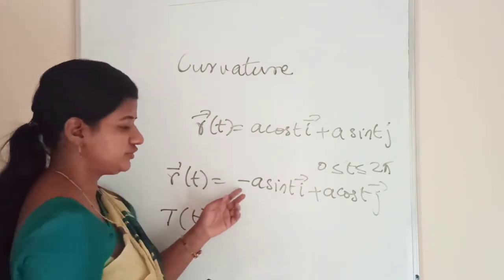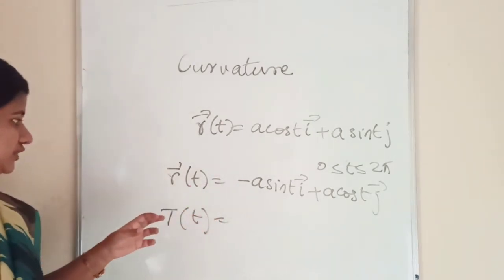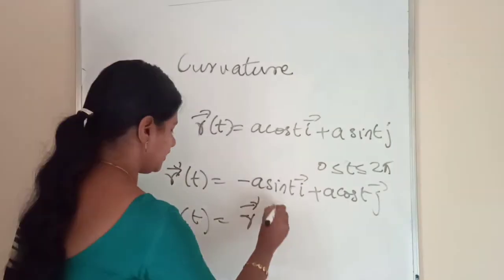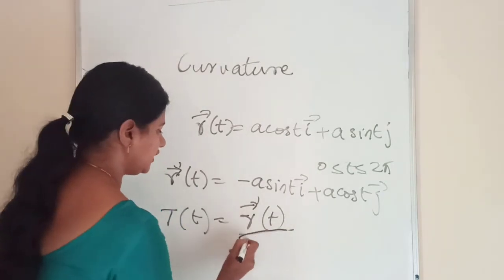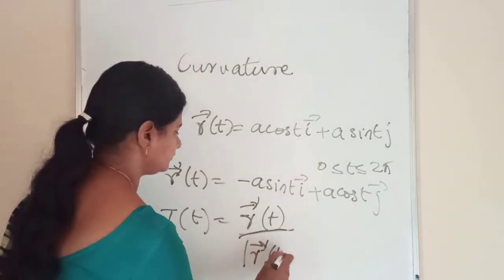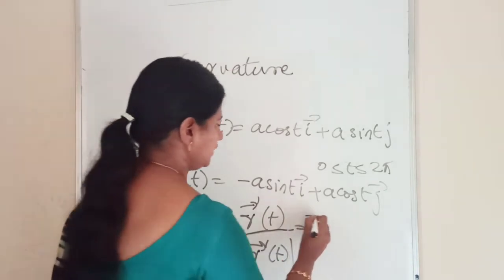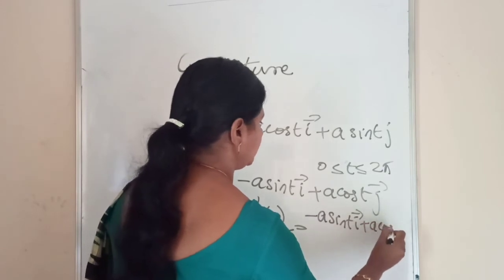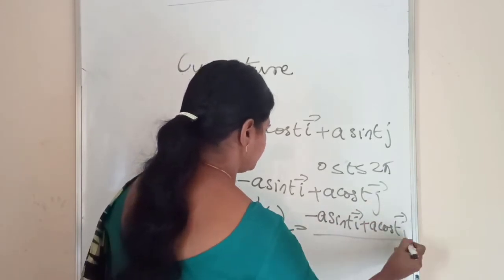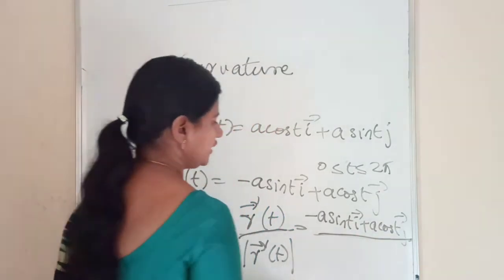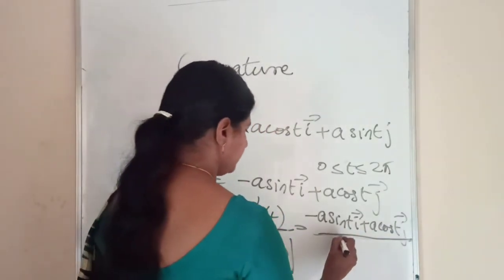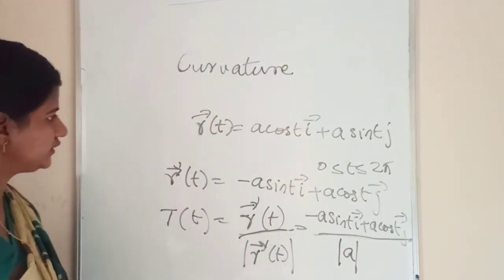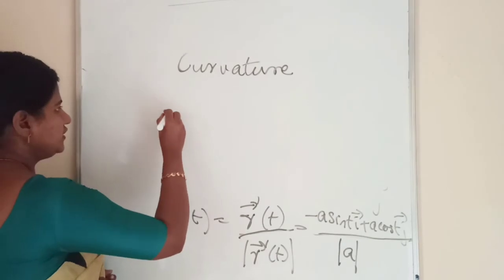We know that the unit tangent vector is defined as the unit vector parallel to this direction. So we have T equal to r dash of t divided by the modulus, the length, of vector r dash of t. So that is equal to minus a sin t i plus a cos t j divided by the modulus of the square root of a square sin square t plus a square cos square t, that is equal to modulus of a.